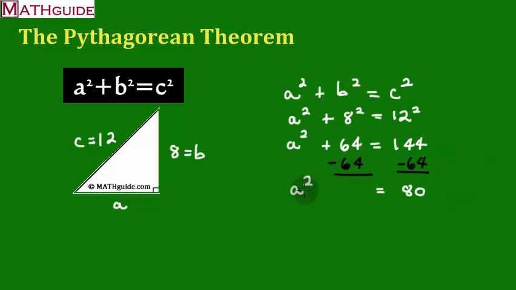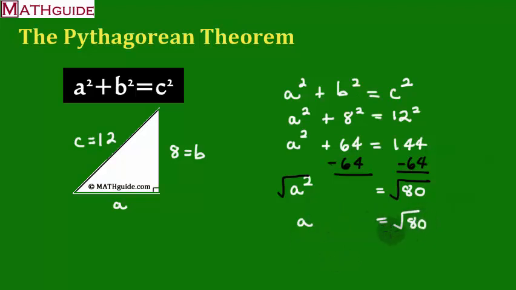Now we've got a square. The only way to get rid of the square is to take the inverse operation. The inverse of squaring is square rooting. So we're going to square root both sides of this equation. We've got a square and a square root, and they cancel each other. That gets us rid of the squared symbol. So we get A equals the square root of 80.